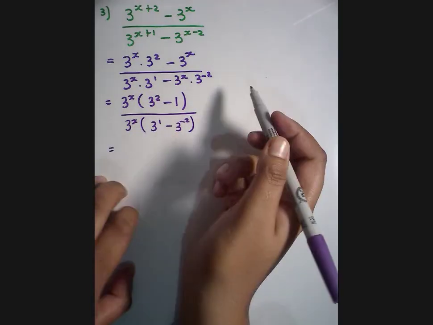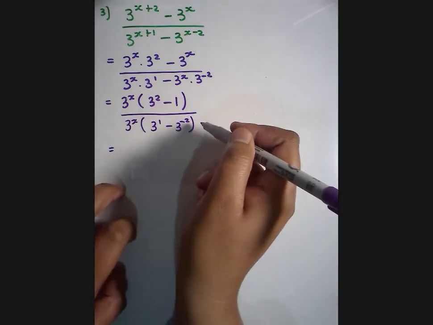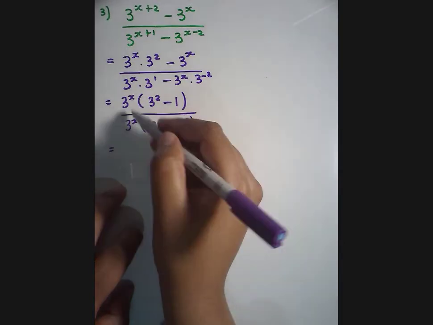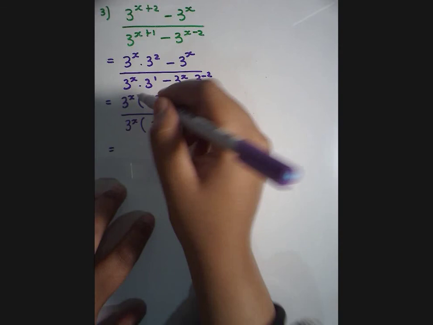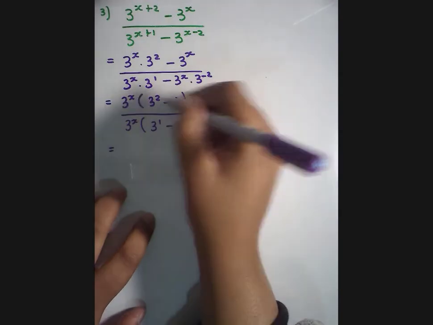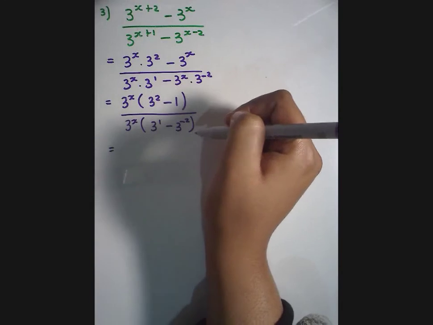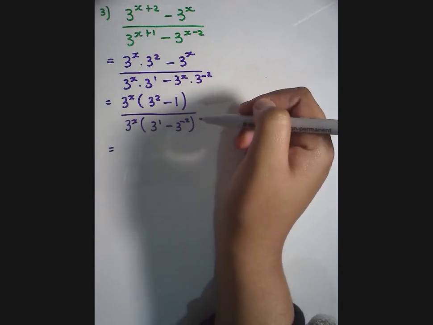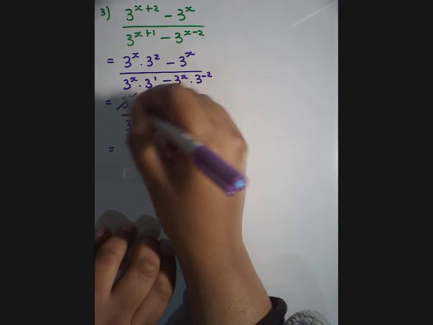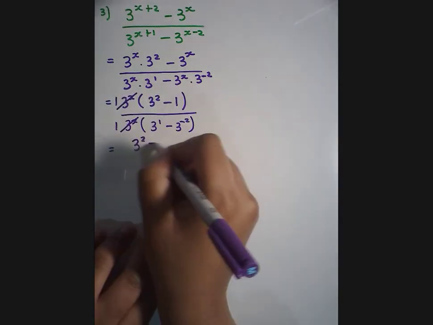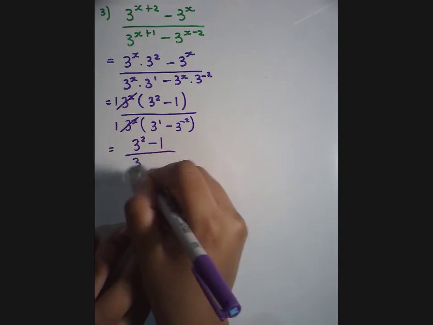Now, when I have something like this, I can see that they are like terms. Because they are like terms, 3 to the power of x and 3 to the power of x here, I can cancel it out. Because remember, only multiplication is correct. This is being multiplied by that. This is being multiplied by that. You can only cancel out when it's multiplication occurring. So this goes here once, this goes there once. I'm left with 3 to the power of 2 minus 1 all over 3 minus 3 to the power of negative 2.